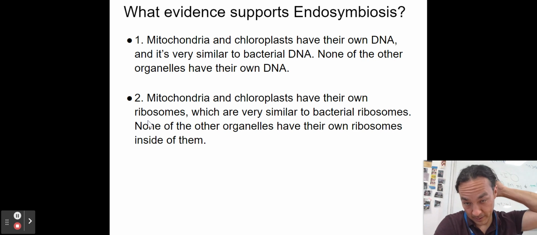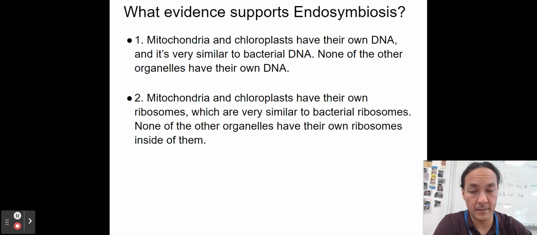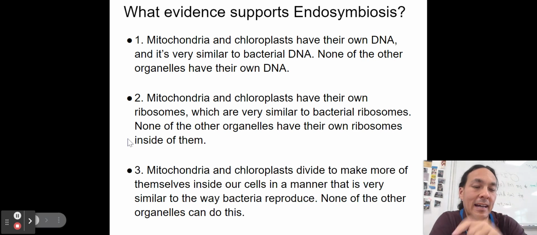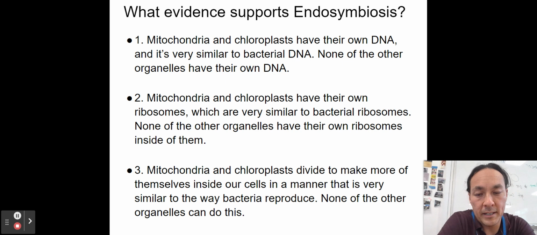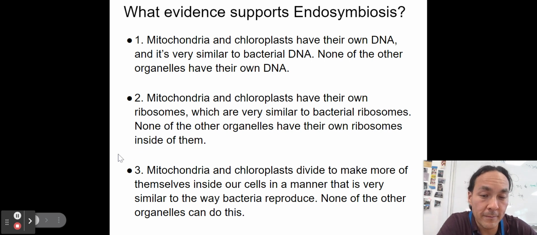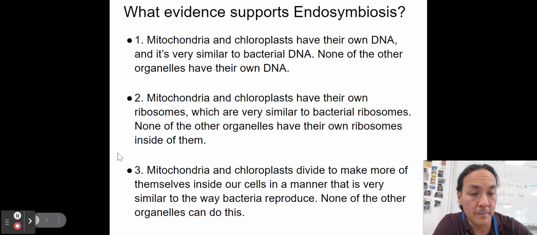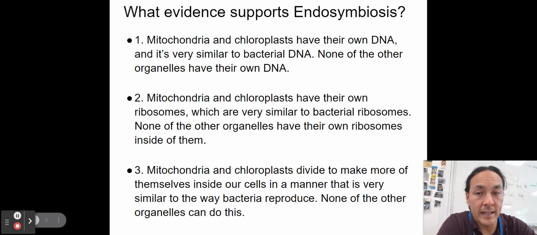They have their own ribosomes, which are similar to bacterial ribosomes, and they divide on their own. So if you remove all the mitochondria from a cell, the cell can't make more of them. The mitochondria divide just like bacteria. They also have two membranes. They have their own membrane from when they were their own bacterium, and they have a membrane from when they were absorbed by the cell. And that was what we saw on the TED Ed video.